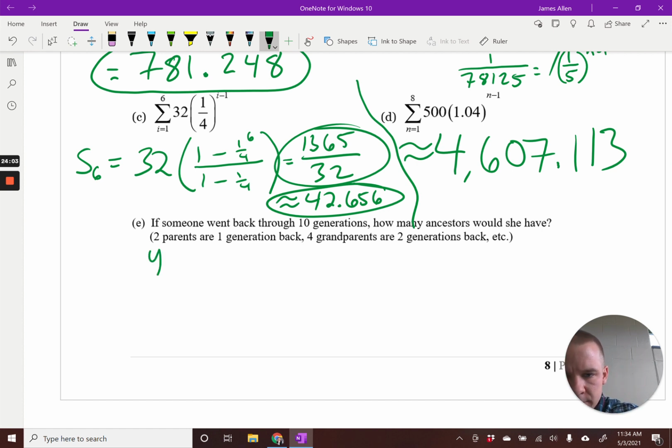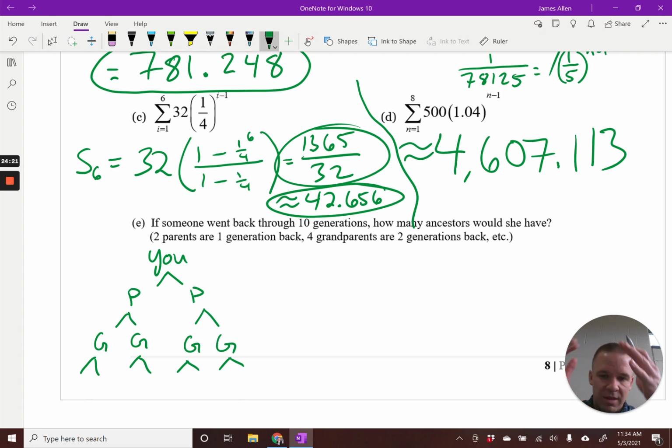So you've got you, and then you've got parents, right? And then you've got grandparents, your parents' parents, right? And then further than that, great-grandparents, their parents. And again, we're saying that this is the pattern for this particular family for 10 generations. It was consistent. I don't think that's really the case, but whatever. So for how many ancestors she would have, we're going to start here. So that'll be our G1, generation 1, and we'll say there's 2, right?